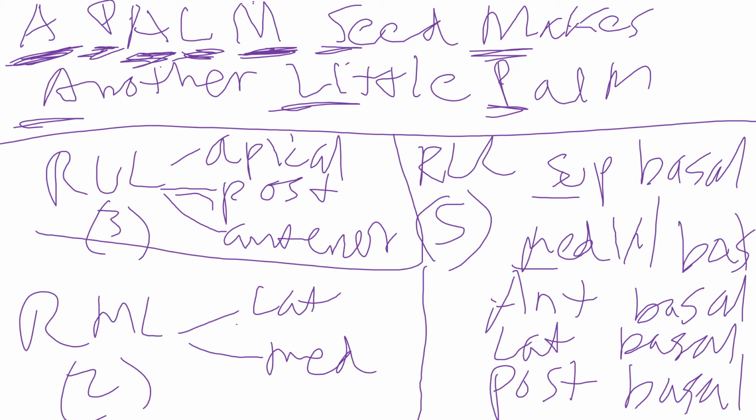Well, hey, I already knew there were 5. And then I wrote, a palm seed makes another little palm. So I'd be like, hey, superior basal, medial basal, anterior basal, lateral basal, and posterior basal. And people look at you like, how did you know that? And I'd be like, I know that palm seeds make another little palm. And they just look at me like I'm crazy, which is a whole debated topic in itself.